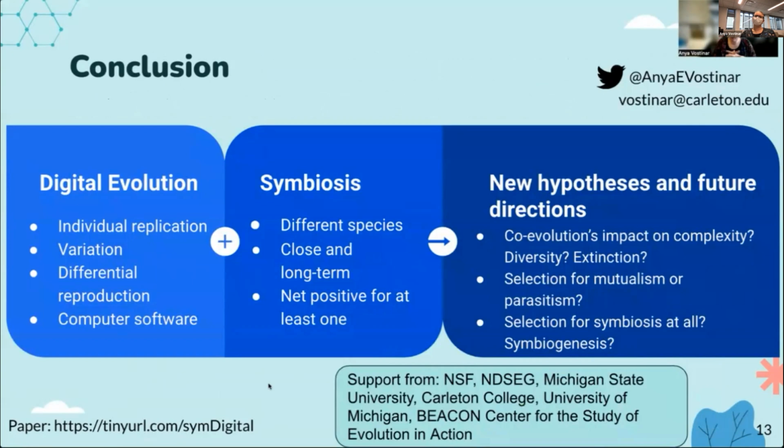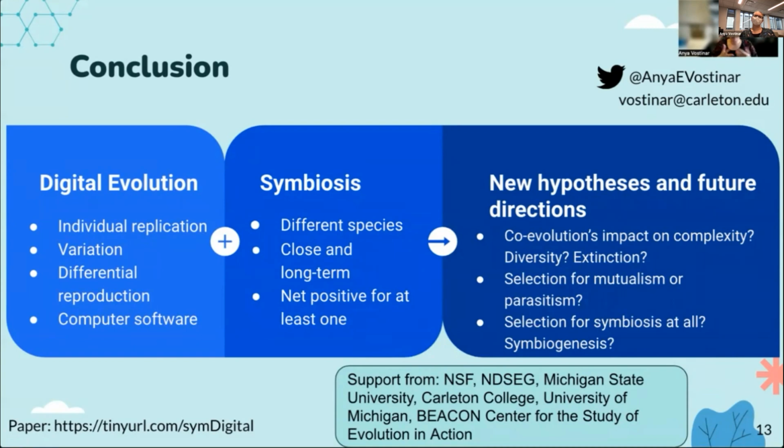Okay, so with that, I gave you a very brief overview of this review paper. Like I said, there's a lot more detail in the paper itself that I would love for you to read if you're interested. I talked to you about this idea of digital evolution, and it requires individual replication, variation, differential reproduction, and then how we can use that to study this phenomenon of symbiosis.